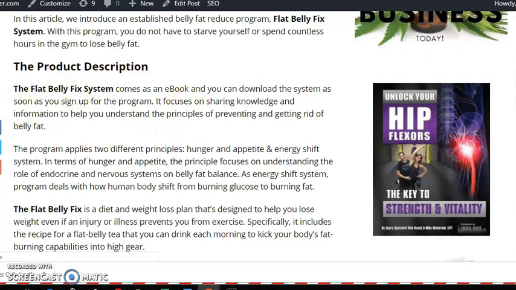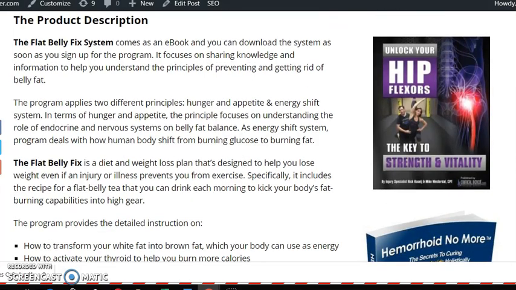And the book focuses on providing you the knowledge and information to help you understand the principles of preventing and getting rid of belly fat. Basically, this program has two principles described above. One is the diet and not exercise. And the diet just makes sure that the uptake of fat is limited.